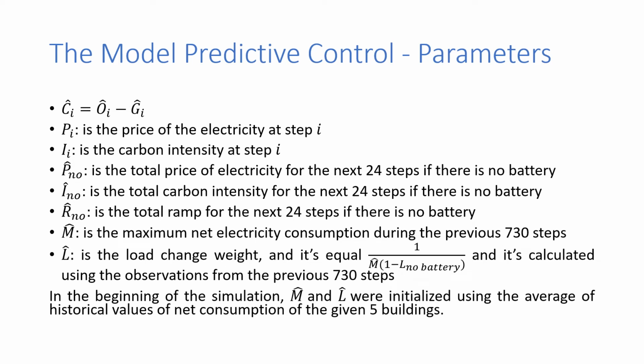C hat I, the difference between the estimated produced and generated electricity. Pi, the price of the electricity at step I.